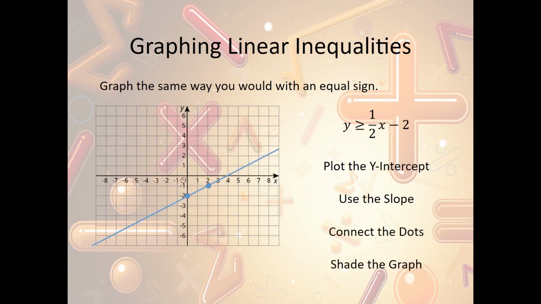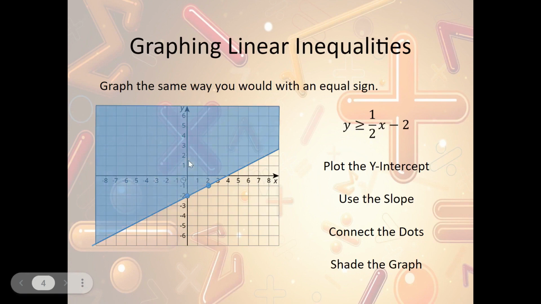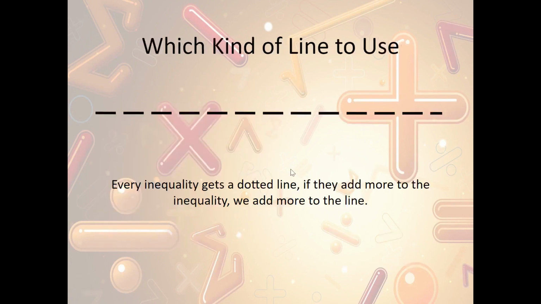Now the difference is we're going to shade where the y values are bigger than the line. So I'm going to look at the y-axis here, and I'm going to see where the line crosses, which is here, and I want all the y's that are bigger than that line. Well, they're all up here, so I'm going to shade that area up there above the line. So the shading is a new aspect of graphing that we need to consider.